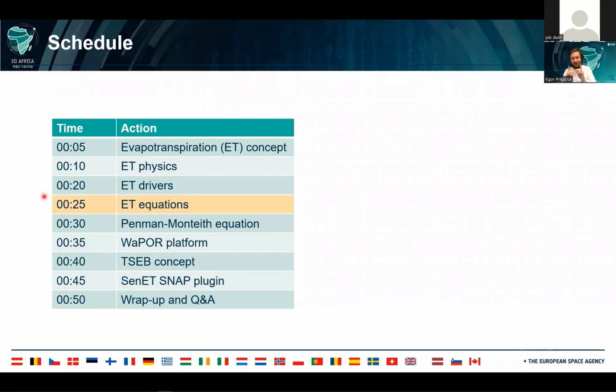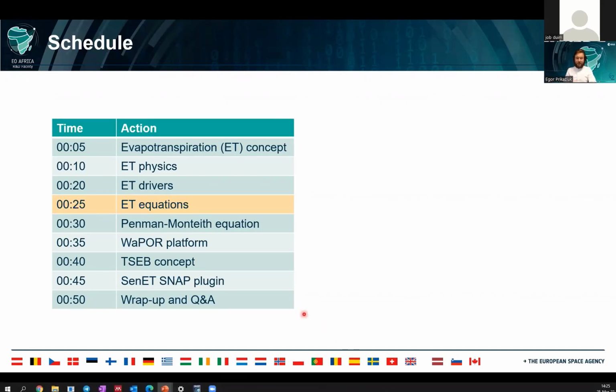My idea, before I go there, is not that you remember the equations or that after the webinar, I will ask you to type them down in an email. No, the idea is that you get the point of what is actually behind the process. First, we'll look into sensible heat flux.